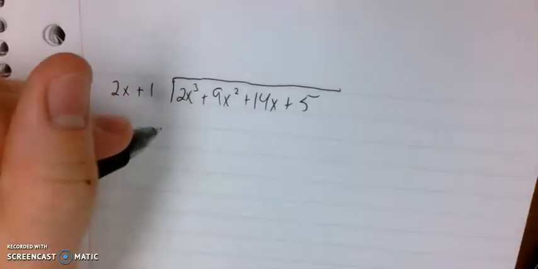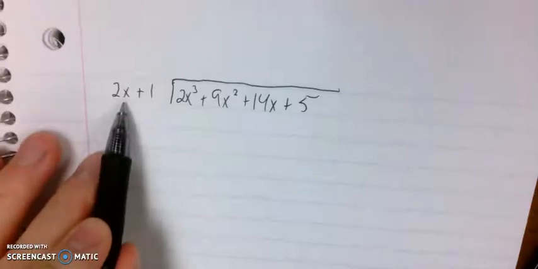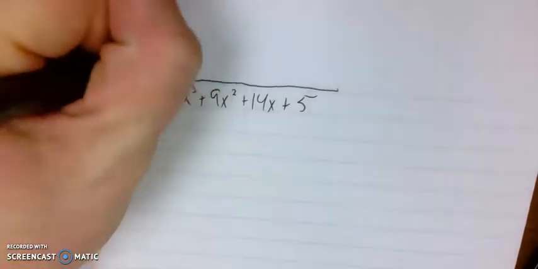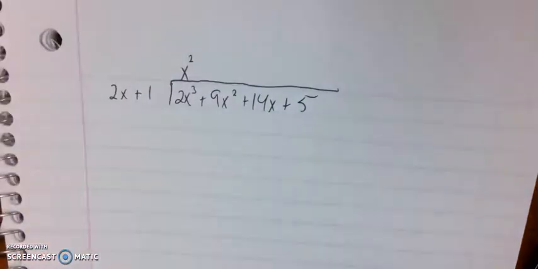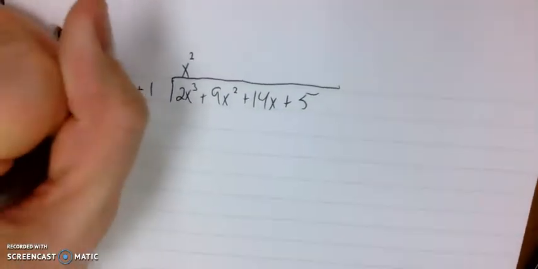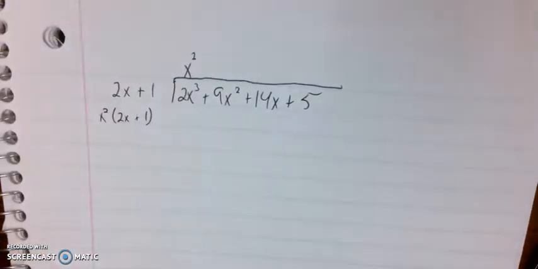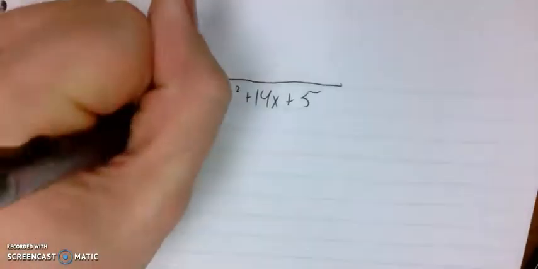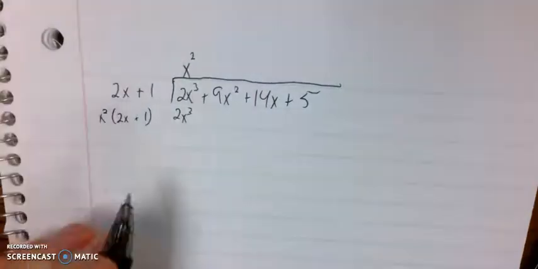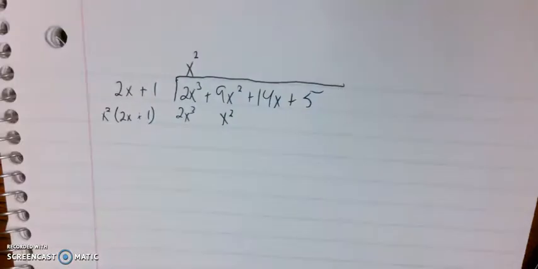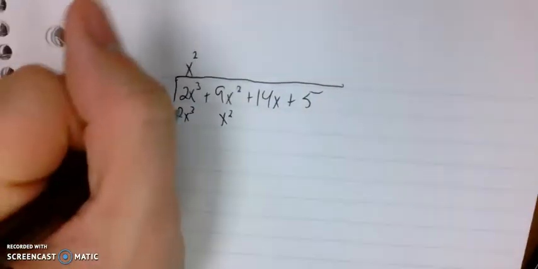Okay, so what we want to do is figure out how do I turn this first term into this first term? Well, to turn a 2x into a 2x cubed, I need to multiply by an x to the second power. So then off to the side, I'm going to distribute that x to the second power into a 2x plus 1. In doing so, we'll get 2x to the third and a positive 1x squared. And we need to find the difference.